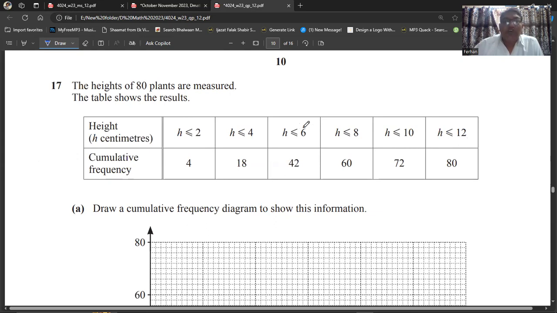2, 4, 6, 8, 10, 12. And here is the cumulative frequency. We have 4 plants less than or equal to 2 centimeters, 18 plants less than or equal to 4 centimeters, 42 plants less than or equal to 6, 60 plants less than or equal to 8, 72 plants less than or equal to 10 centimeters height, and 80 plants less than or equal to 12. So the cumulative frequency is given.